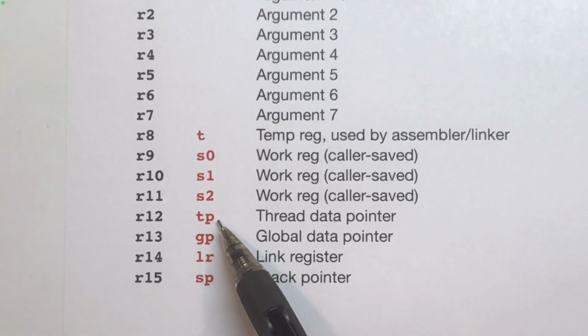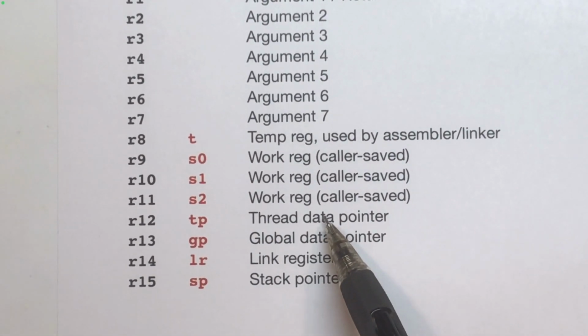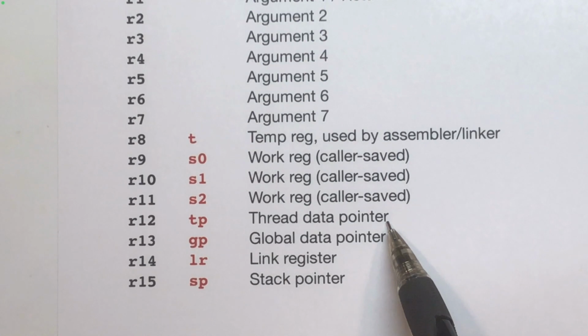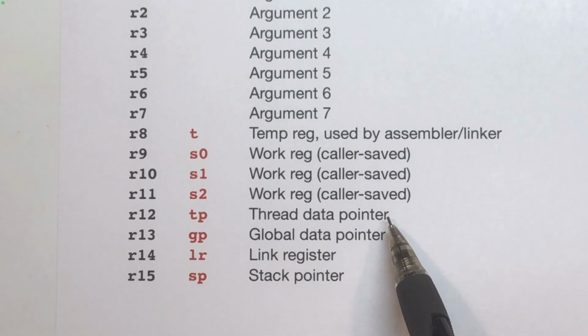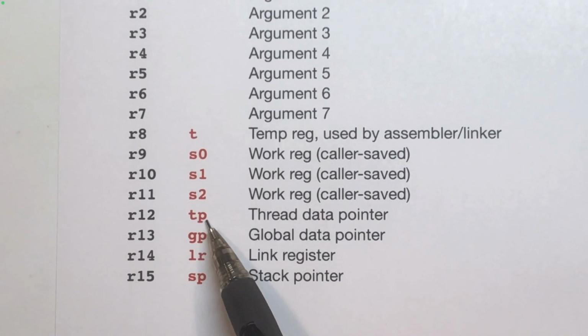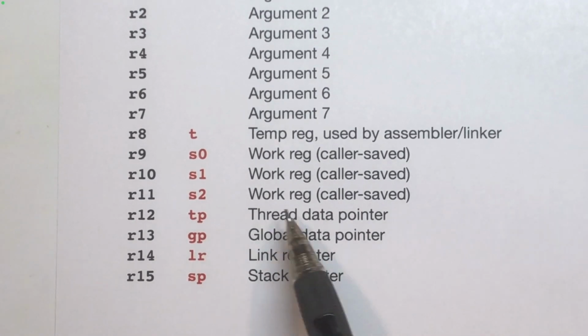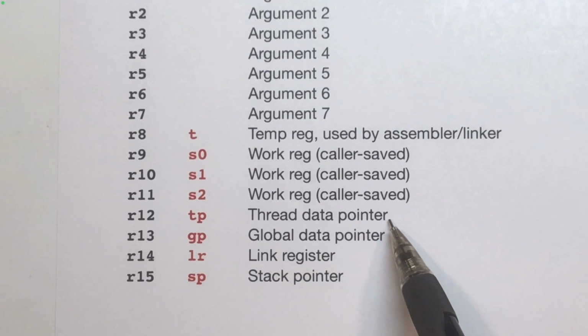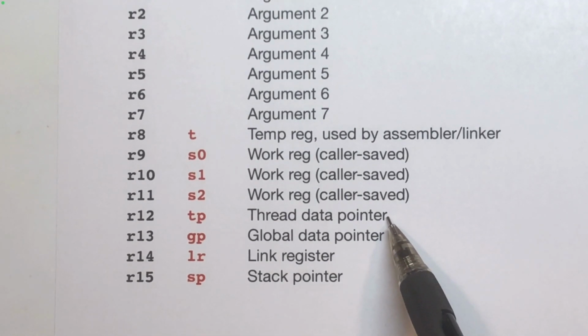Register R12 is called the thread pointer. This is usually constant throughout the execution of an individual thread, but several threads in a single program might have a different thread pointer value. The thread pointer points to a data structure that contains a number of constants or variables that are specific to that particular thread.